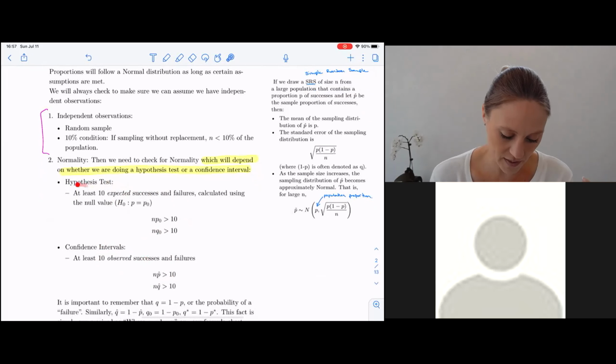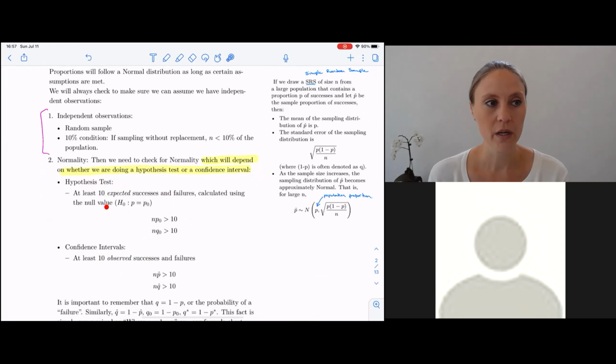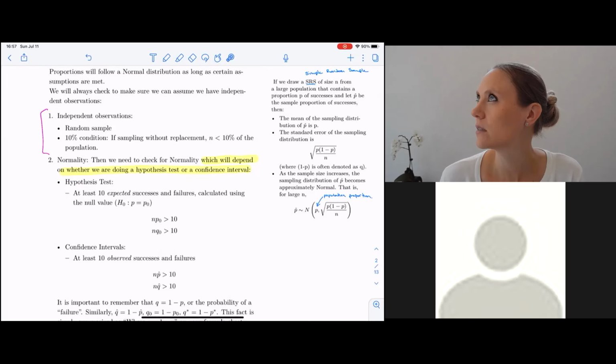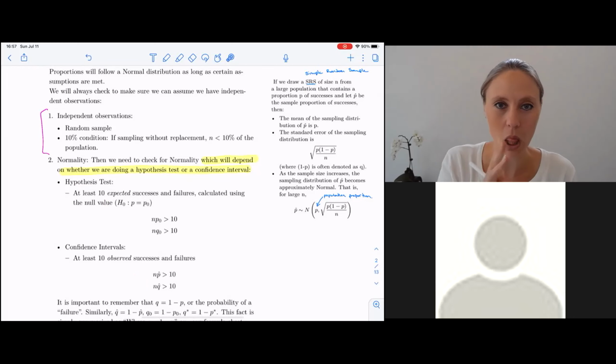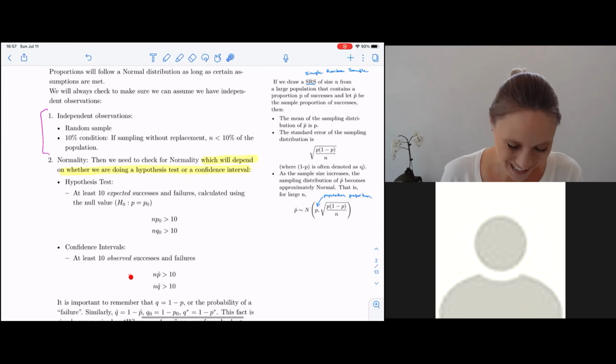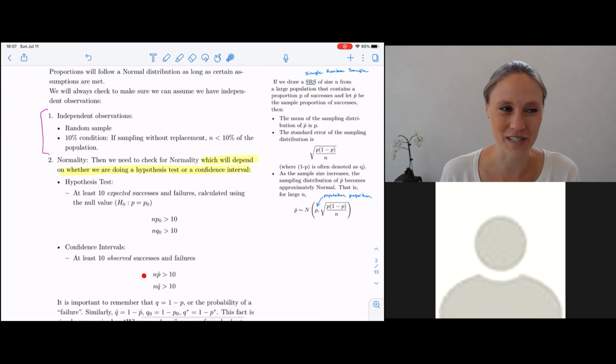So for the hypothesis test, we actually have the same criteria as we did for the binomial, right? Which was that we have to have at least, oh, now I'm blanking. Sorry, the confidence interval is the same as the binomial. Erase what I just said. And sit on it until the confidence interval.